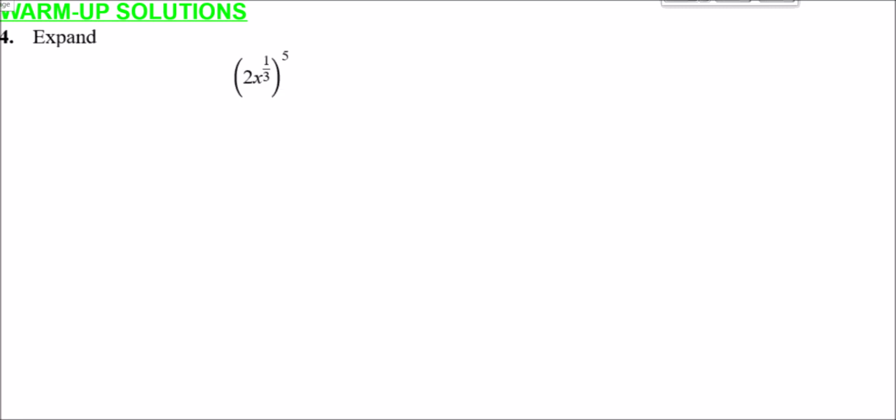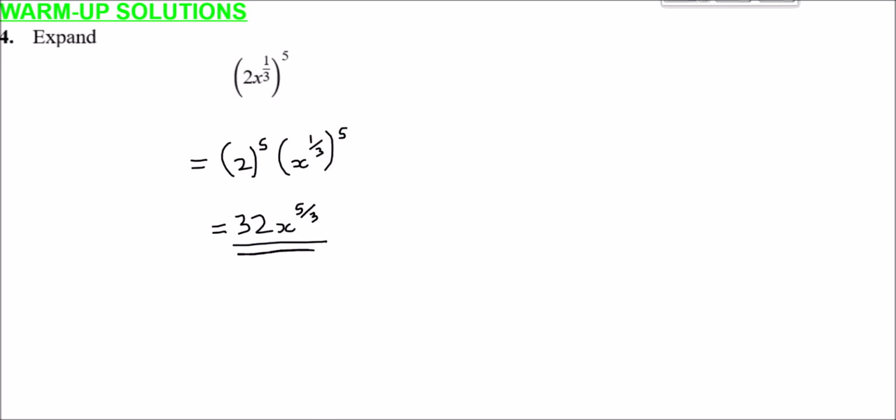Question 4, we're going to expand this term here. So what we do here is we raise everything to the power 5. So this is the same as 2 to the power 5 multiplied by x to the power of 1/3 itself to the power 5. 2 to the power 5 is 32, and x to the power 1/3 to the power 5, power of a power, we multiply the 1/3 by 5, which gives us 5/3, and that's as simple as we can go.